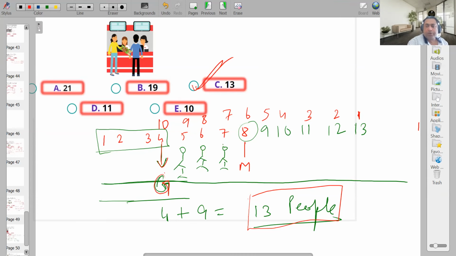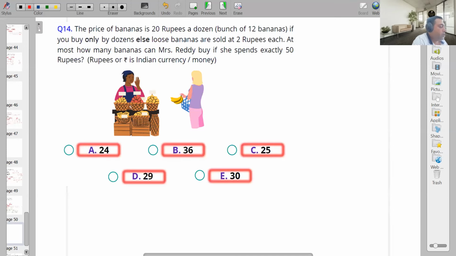All right, let's move to the next question. The price of bananas is 20 rupees a dozen, a bunch of 12 bananas. So bananas are sold by the dozen also, and each bunch of 12 single bananas costs 20 rupees. If you do not buy by dozens, if you buy loose bananas, like 3 bananas, 4 bananas, or 1 banana, 2 bananas, then the bananas are sold at 2 rupees each. At most, how many bananas can Mrs. Reddy buy if she spends exactly 50 rupees?